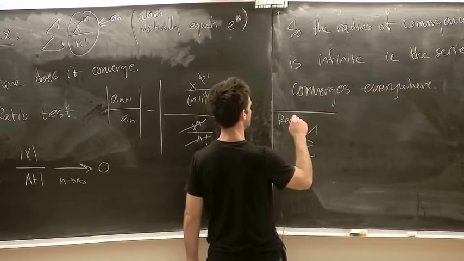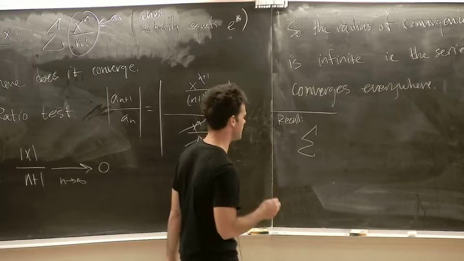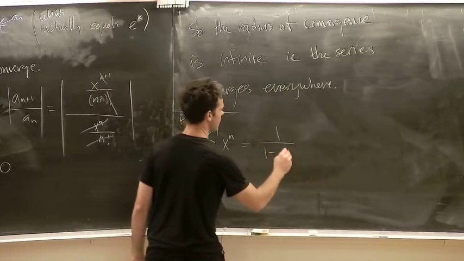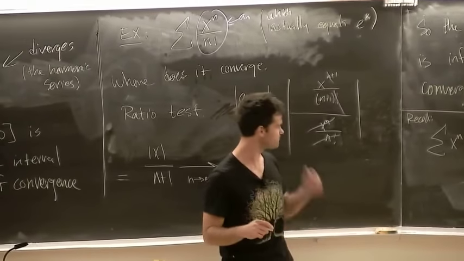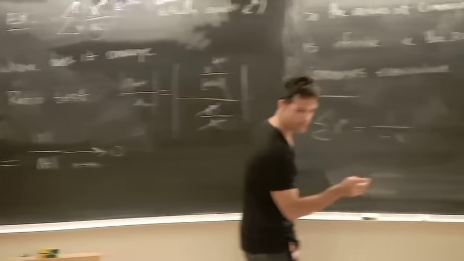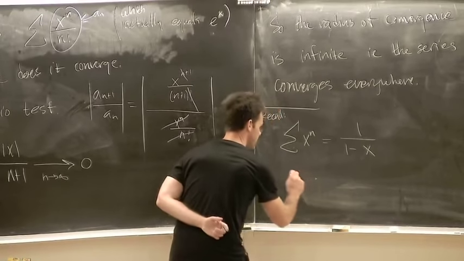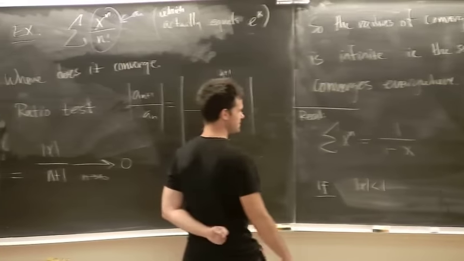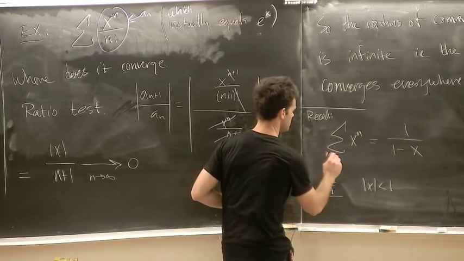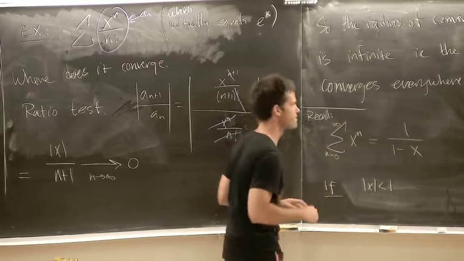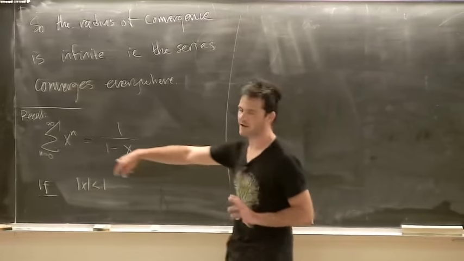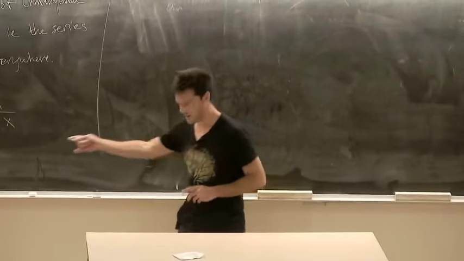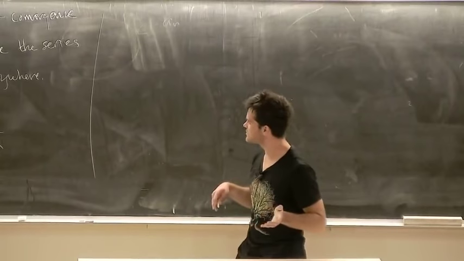Let me just remind you of this formula, which I've probably written like 10 times already. The sum of x to the n is the geometric series, and it's equal to 1 over 1 minus x, if x is smaller than 1 in absolute value. Okay, so let's start messing around with this formula and see some of the cool things we can do with it. I did some examples with this last time, but let's try some more.